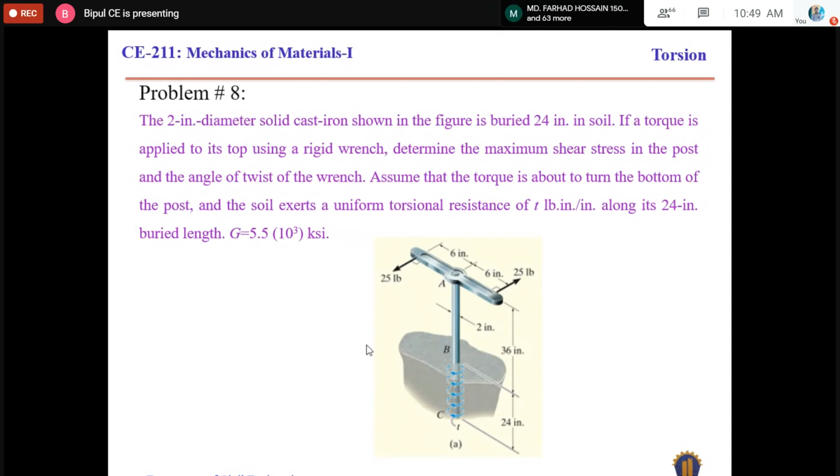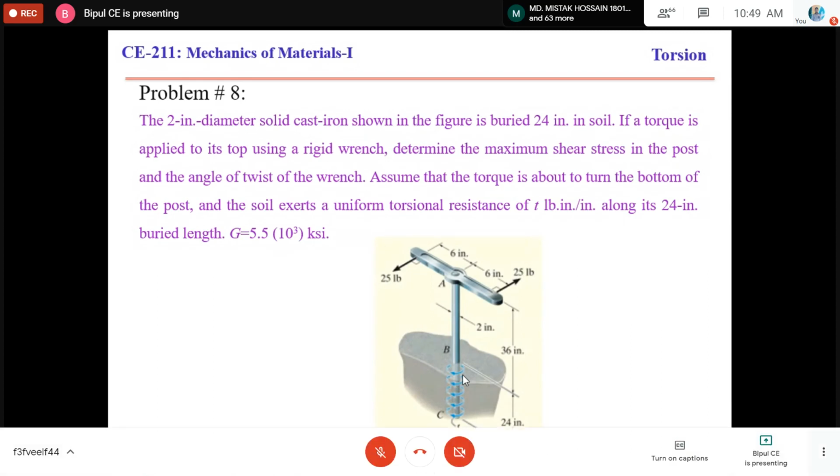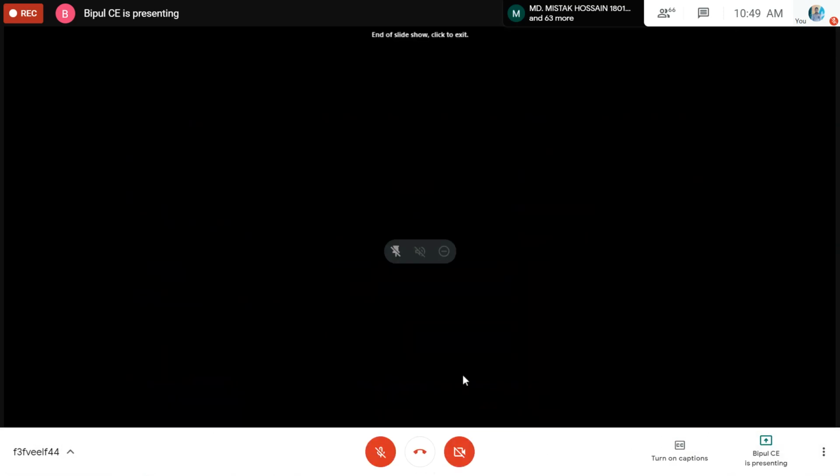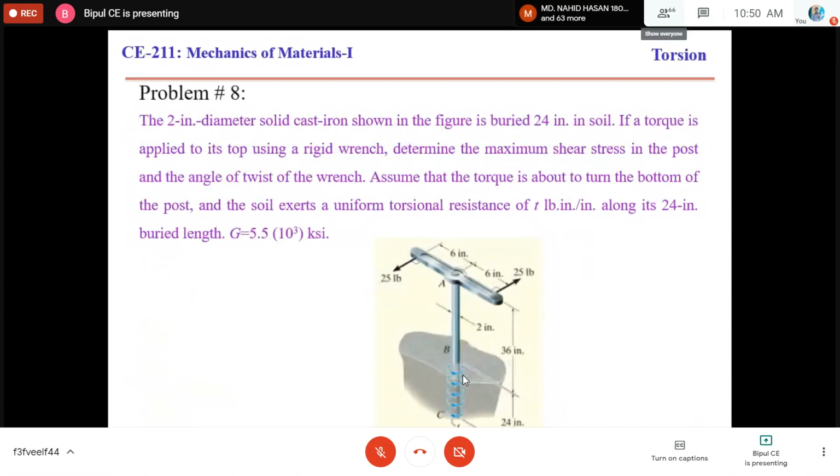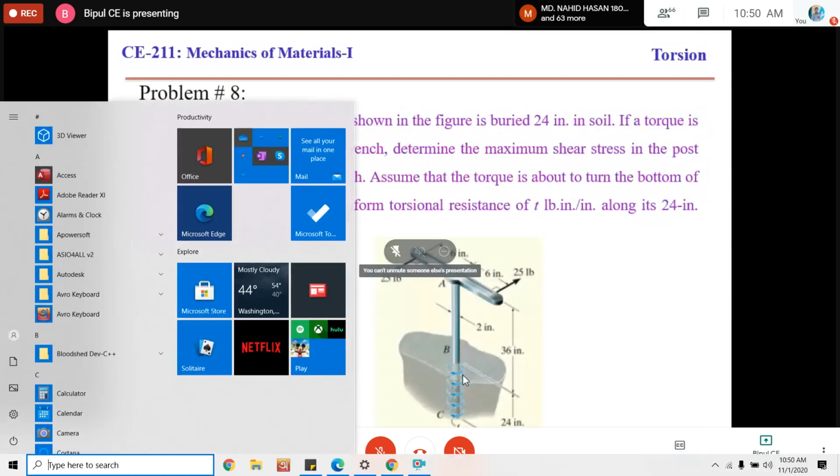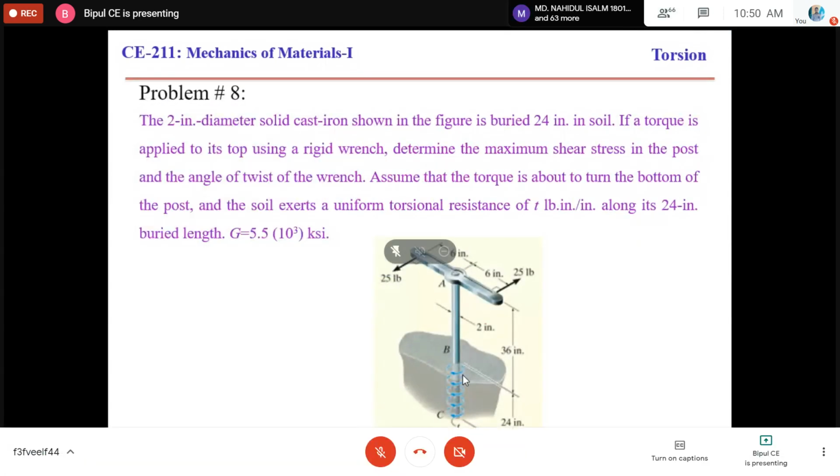In the practical case, from the previous problem we have seen what happens if we apply torque to this type of shaft. Okay, time is over, so better we will explain it in the next class. We will need at least 10 minutes to explain it. Do you have any question?